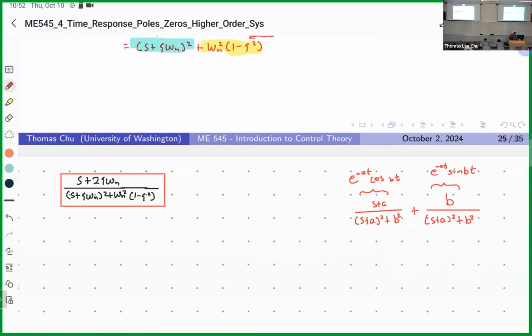So here, B is fixed and A is fixed. We know that A is equal to zeta omega n, and that B squared is equal to omega n squared times (1 minus zeta squared), which happens to be the damping ratio. So B is going to be equal to omega n multiplied by the square root of 1 minus zeta squared.